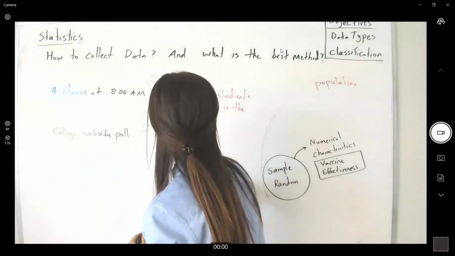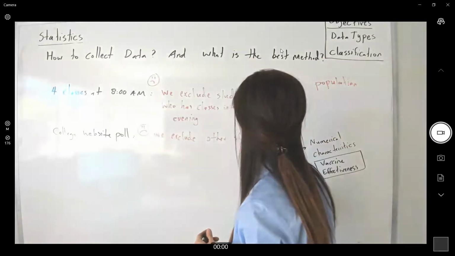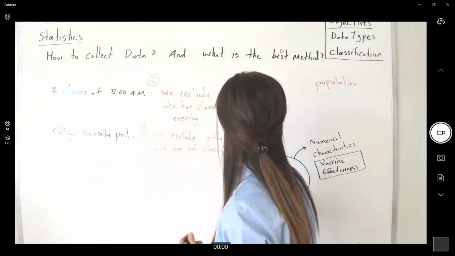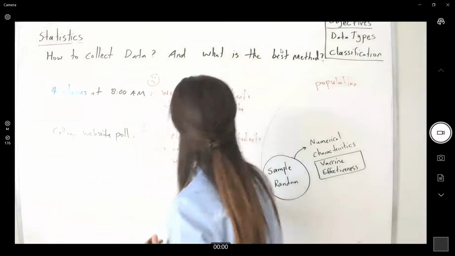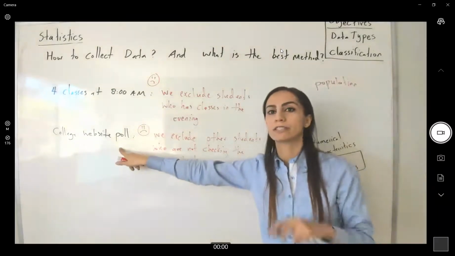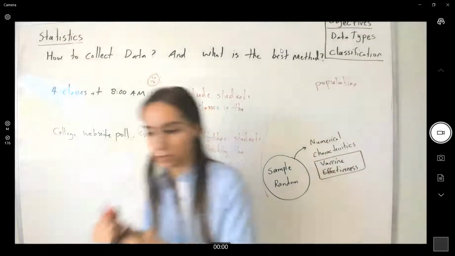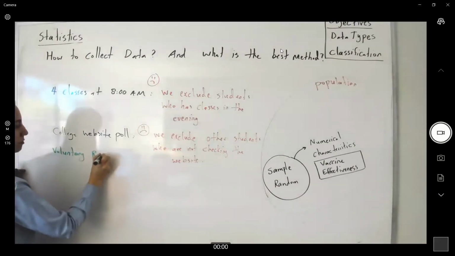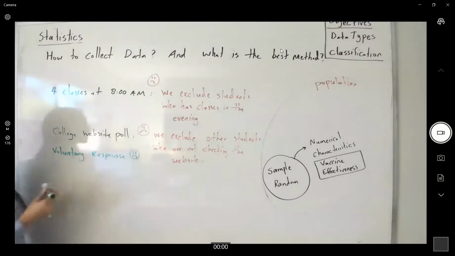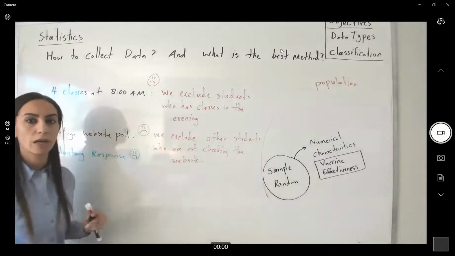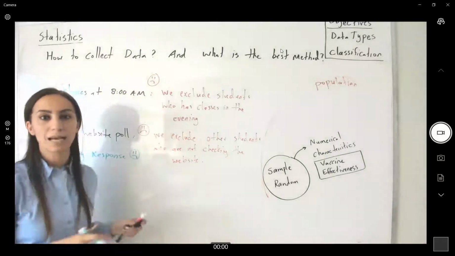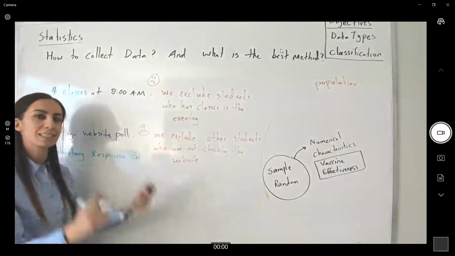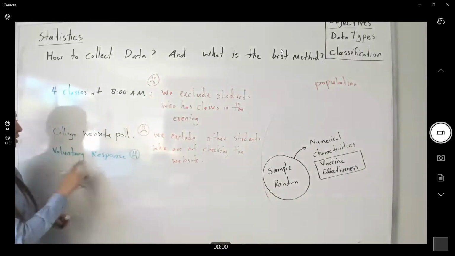We exclude other students who are not checking the website. In this case, we say that we have voluntary response, which is not good. So let me write it here. We have voluntary response, which is not good. As a statistician, your job is to find your random sample and ask questions or run the experiment. You don't expect people to self-select themselves and answer the questions. So voluntary response is not a good thing.